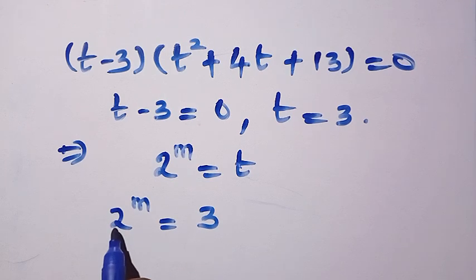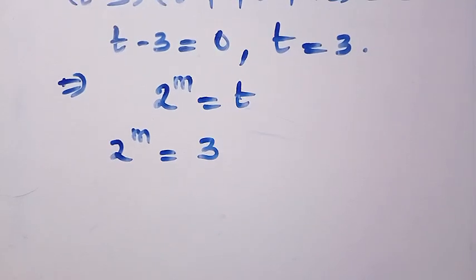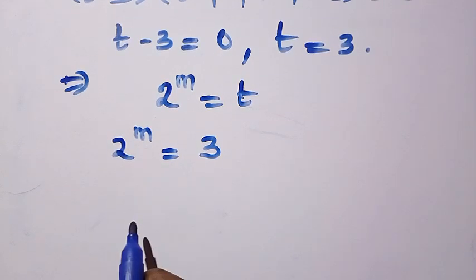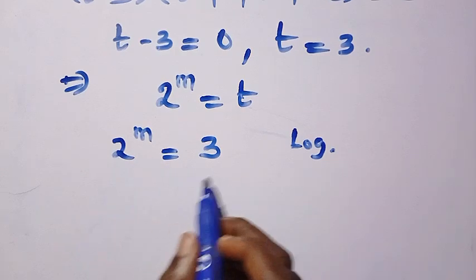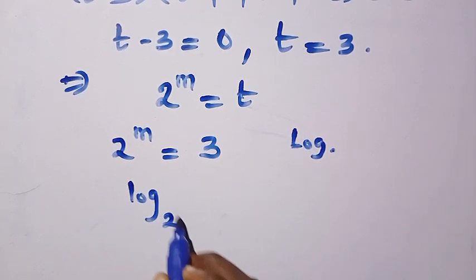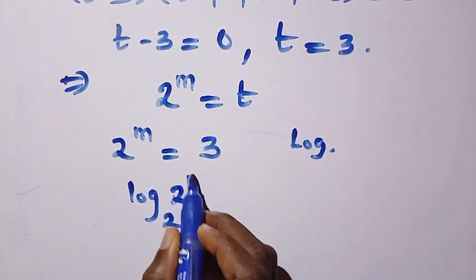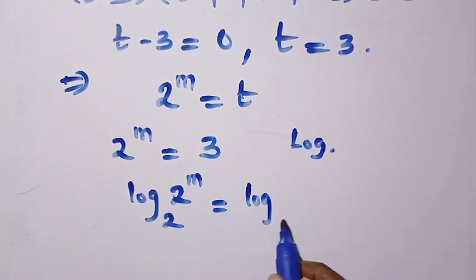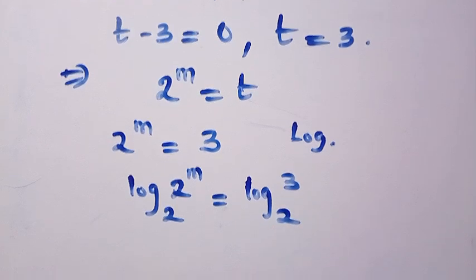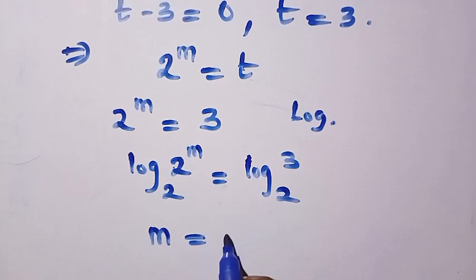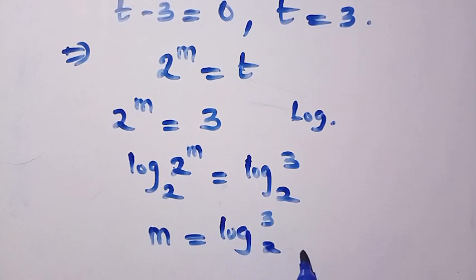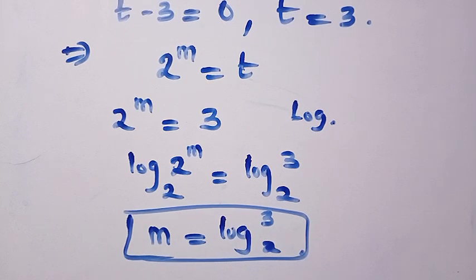But looking at this, the base of this is 2 and the base of this is 3. They contradict. But to get the value of m is very simple, just by introducing log on both sides. Taking log of base 2 on both sides, we have log base 2 of 2 raised to power m equals log base 2 of 3. Log of the same base equals 1. Therefore m equals log 3 base 2. This is the first answer to this problem.